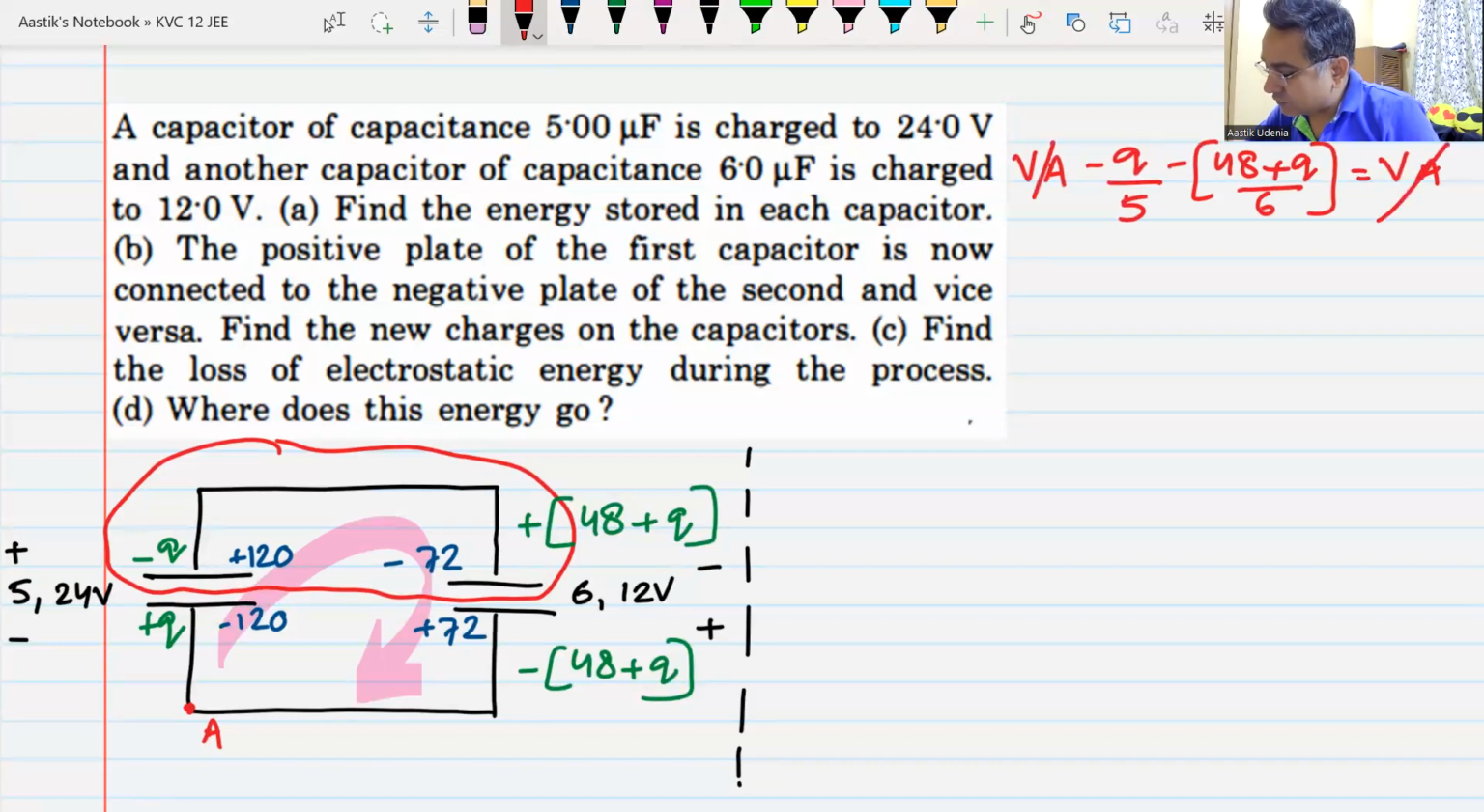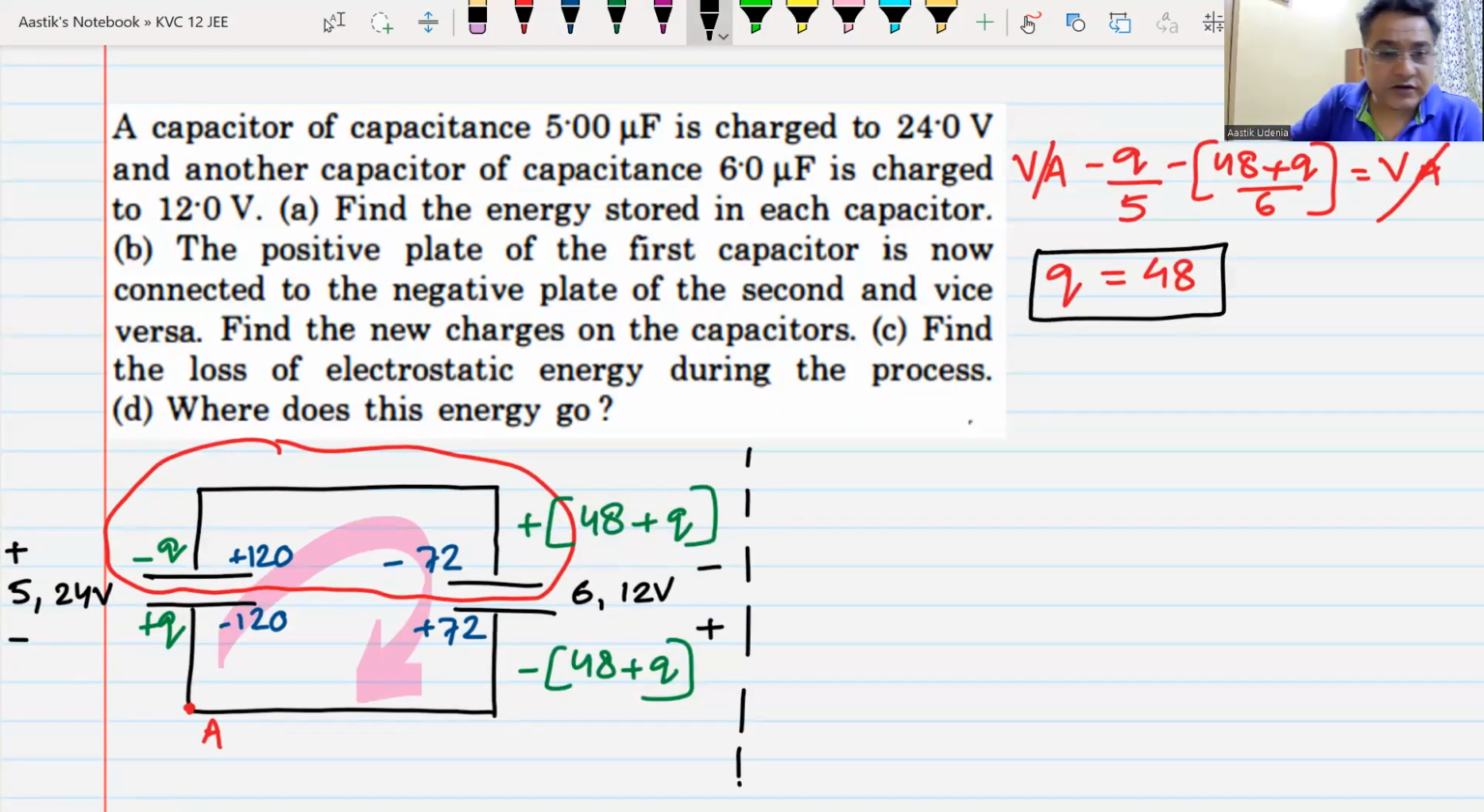Q is equal to... Q, how much is coming? 48? Same as 48? Plus 48 or minus 48? Plus 48, sir. Okay, that means our assumption was correct. Q is plus 48. So these are the charges coming on both of the plates.